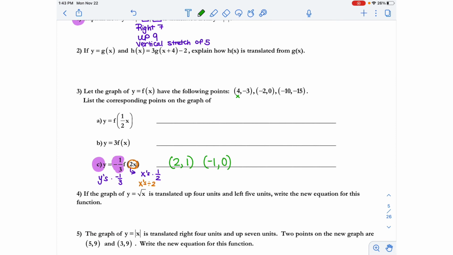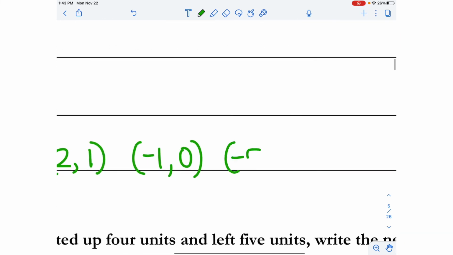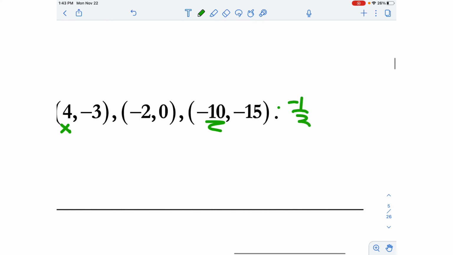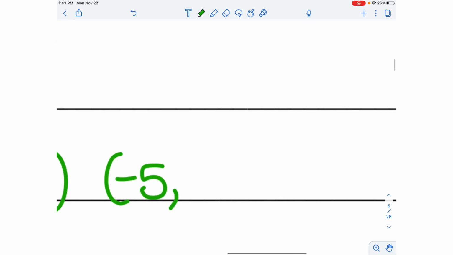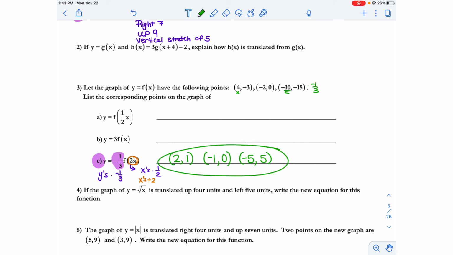So then x's we cut in half, so that's going to be -5. And my y values, I'm multiplying by -1/3. So let's see, the negative times negative will be positive, and that's going to be a 5. So there's my 3 new points. Hopefully that makes sense. I'll be right back after I take care of this child.